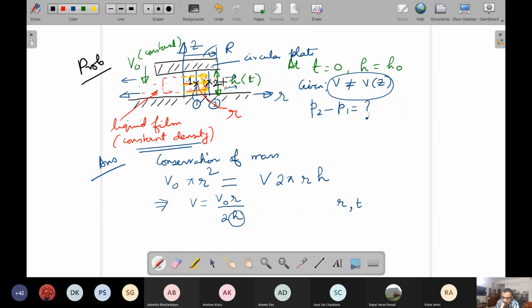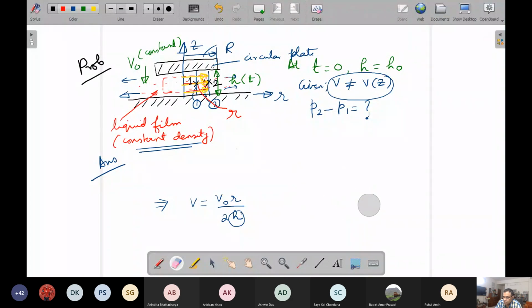So now we will try to apply the Bernoulli's equation, but we have to keep in mind that it is an unsteady fluid flow, because velocity is a function of time. So we cannot, in principle, use the steady version of the Bernoulli's equation. In fact, we will try to use the unsteady version and see what is the consequence.